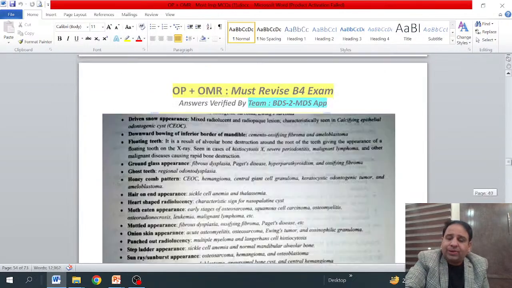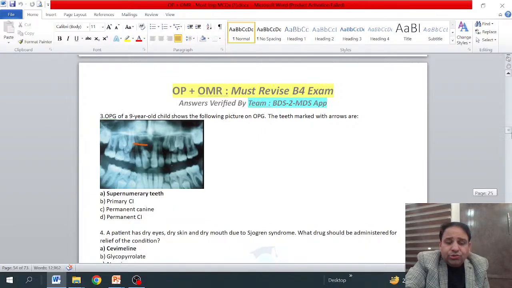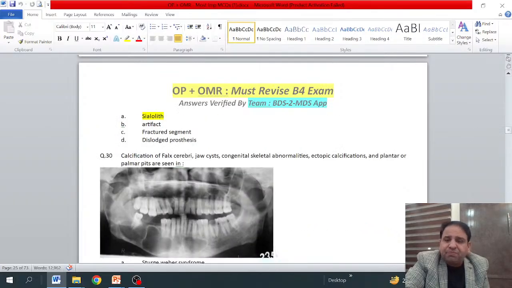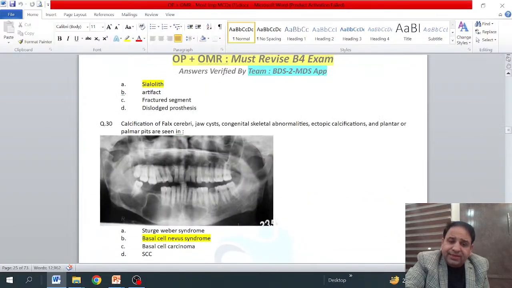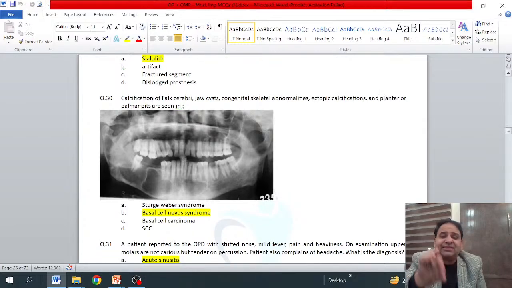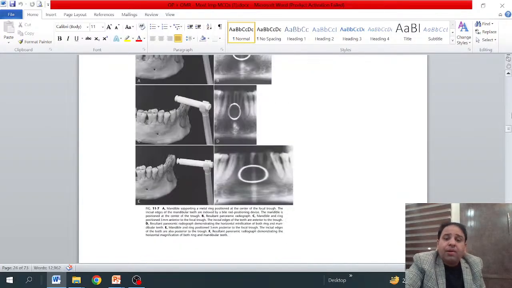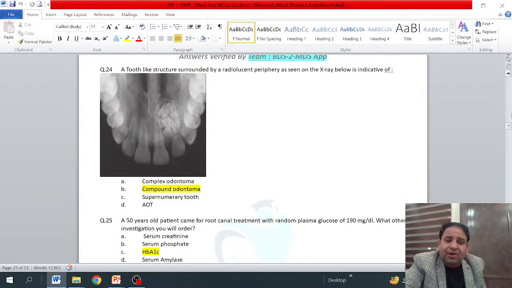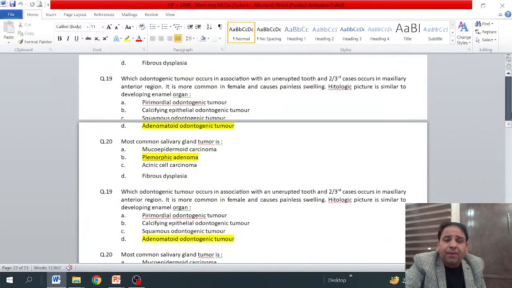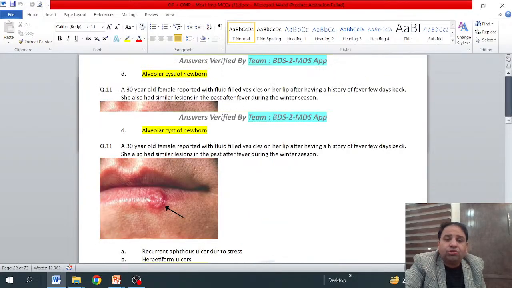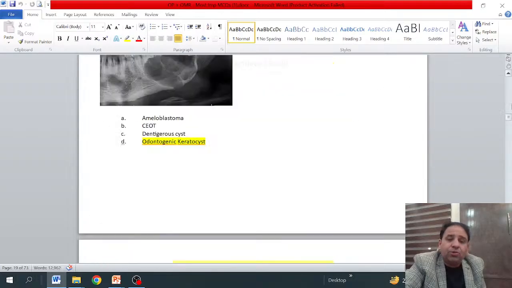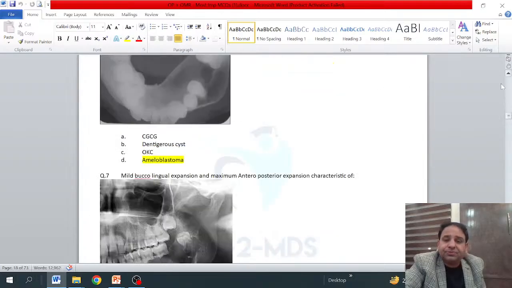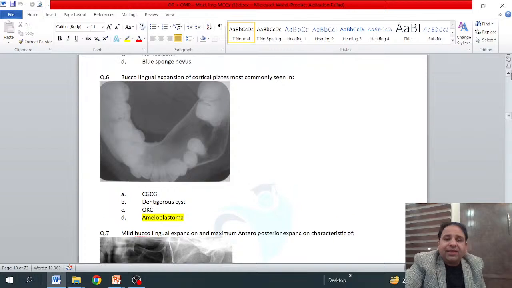So these are the questions, and I'll just show you a picture. I found many questions on OKC, that is basal cell nevus syndrome, many questions on basal cell nevus syndrome, and also many questions on ameloblastoma. We are getting a lot of questions on ameloblastoma also. I'll show you the images where ameloblastoma is there. See, like this. Can you see here?